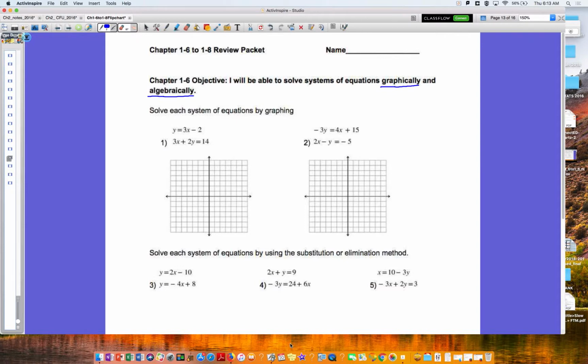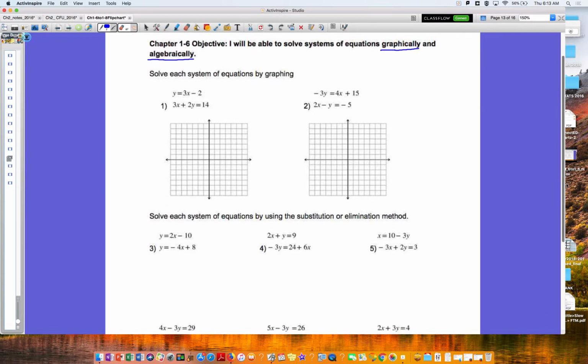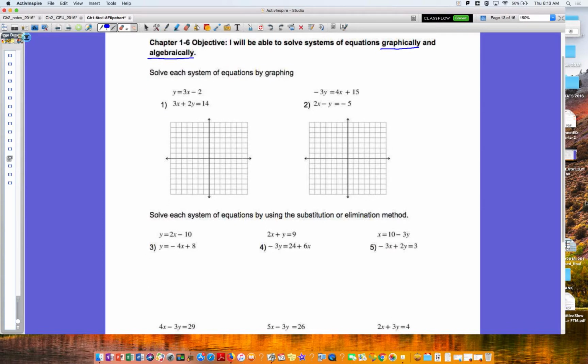way or the other. So if they ask you to do it by graphing, we're just looking for, do the points intersect or don't they? Okay, and if they don't intersect, then we have parallel lines, no solution. If they're the same line, you have infinitely many solutions. Otherwise, we're just looking at one point of intersection. So it's one of those three options.